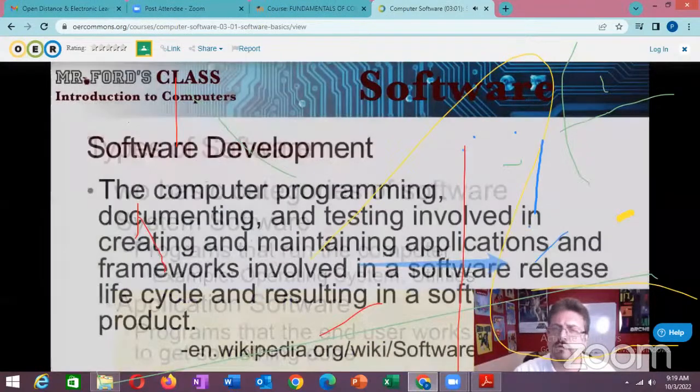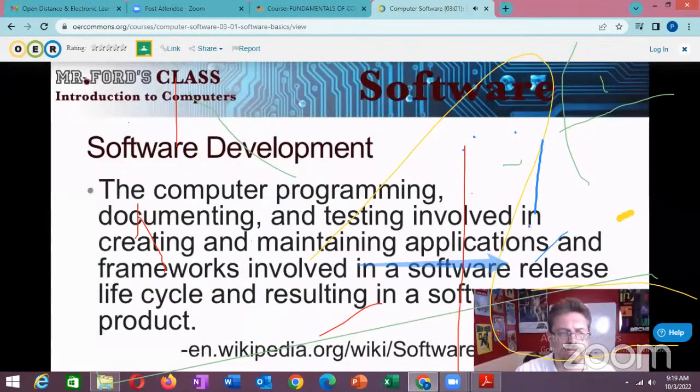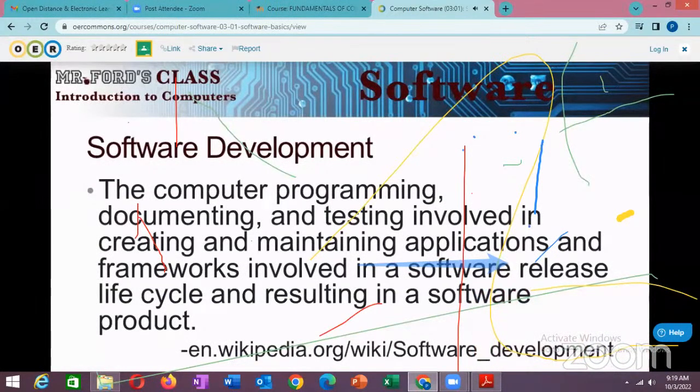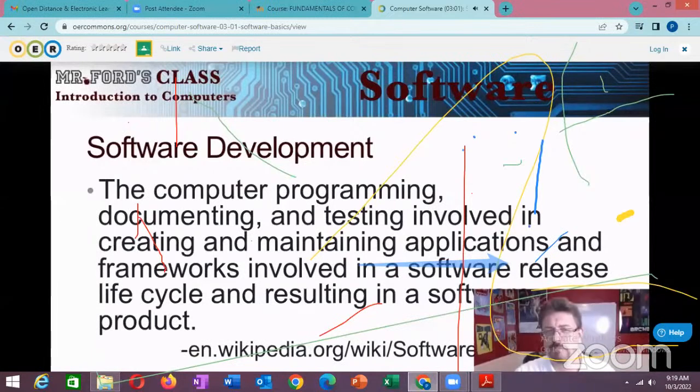In order to develop software, we have a specific thing or a certain thing called software development. And there is a great definition on Wikipedia about what software development is. Software development is the computer programming, documentation, and testing involved in creating and maintaining applications and frameworks involved in a software release lifecycle resulting in a software product. What does this mean? Okay, it's a great definition, but what does it mean?